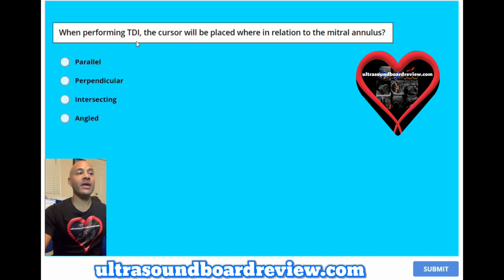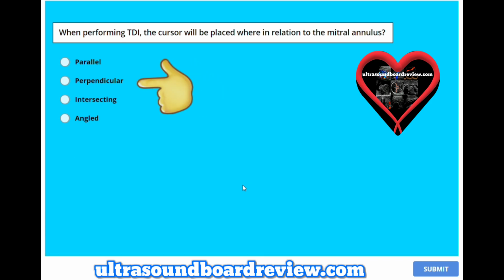When performing TDI, the cursor will be placed where in relation to the mitral annulus? A, parallel, B, perpendicular, C, intersecting, or D, angled? The answer is B, perpendicular.